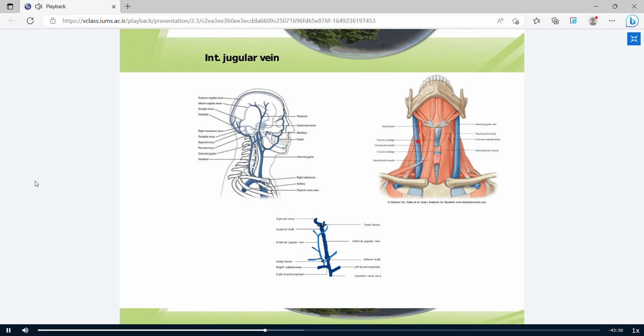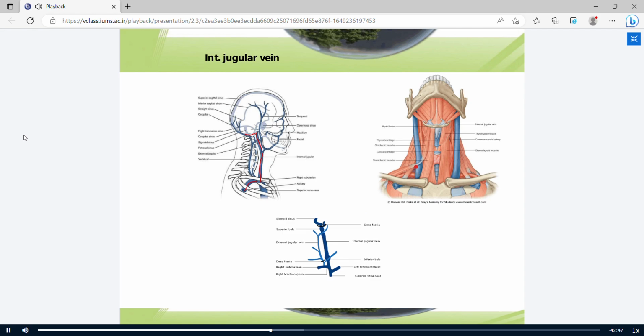Another component of the carotid sheath is the internal jugular vein. The internal jugular vein is the continuation of the sigmoid sinus in the skull. After that, it passes from the jugular foramen and enters the neck and the carotid sheath. In the inferior part of the neck, the internal jugular vein joins the subclavian vein and forms the brachiocephalic vein.